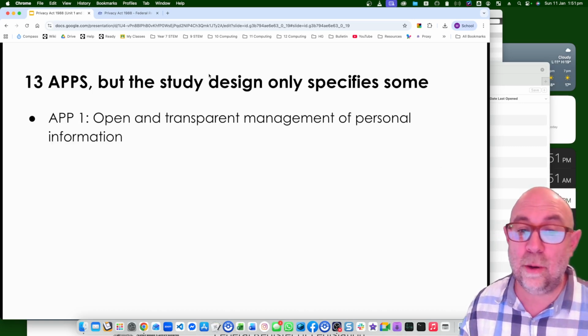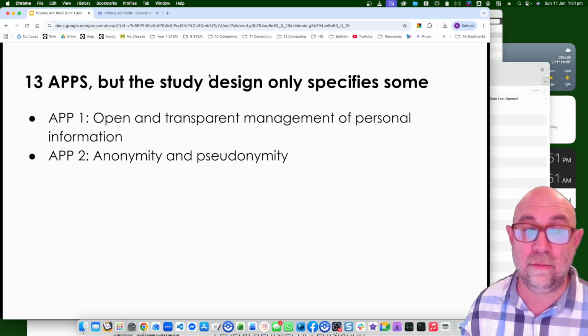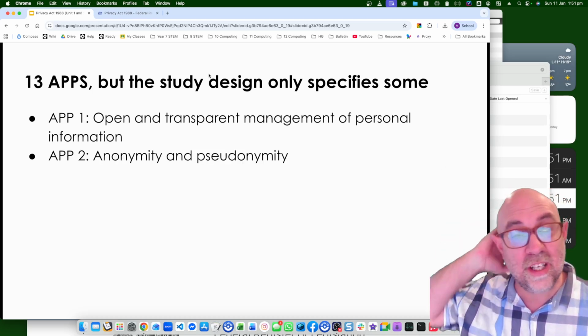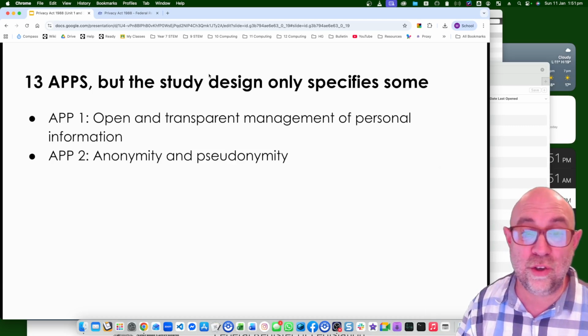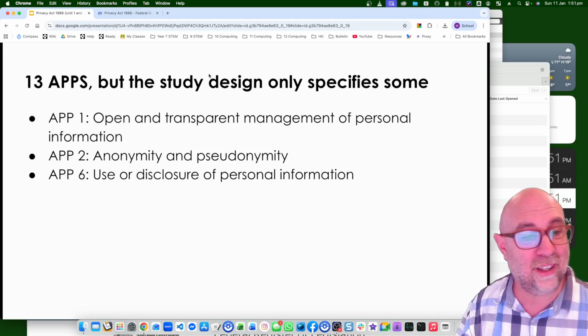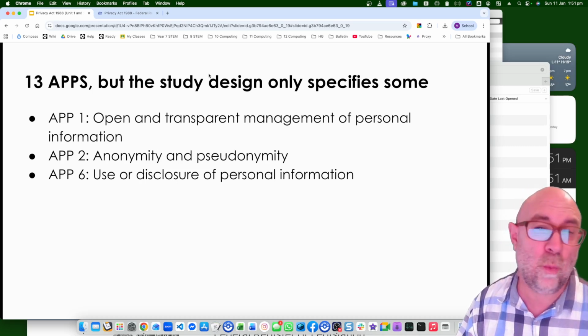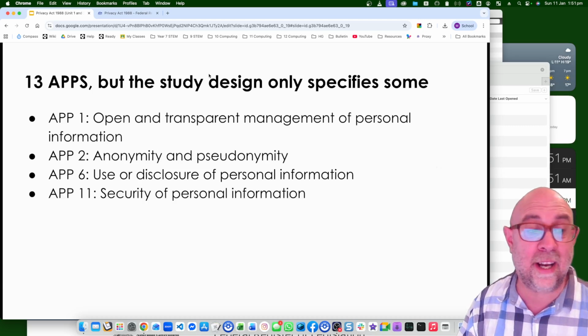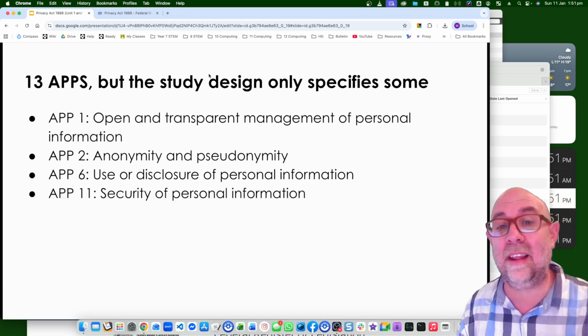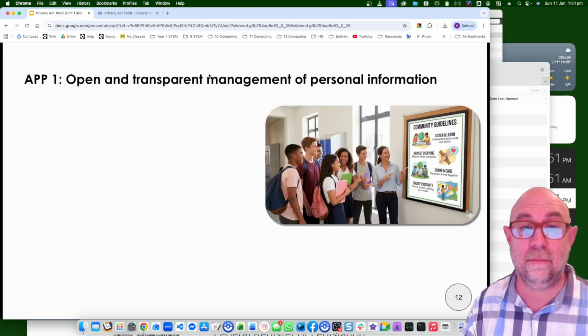APP1 is the open and transparent management of personal information. APP2 is about anonymity and pseudonymity. I always struggle with that. APP6 is the use or disclosure of personal information, when they can share your information with other parties. And APP11 is how they do the security of your personal information.